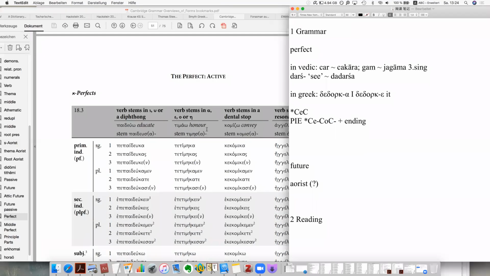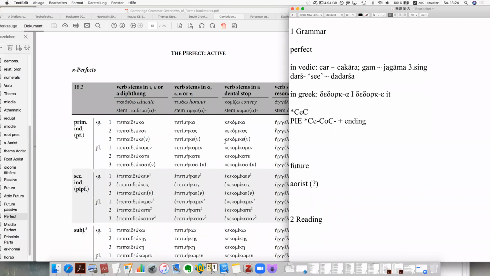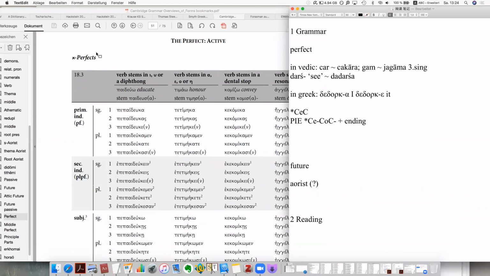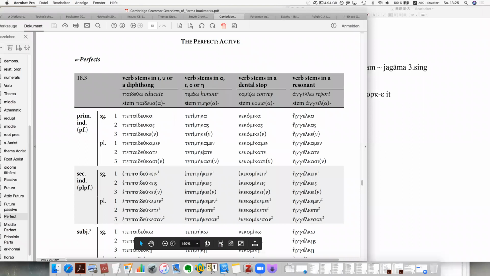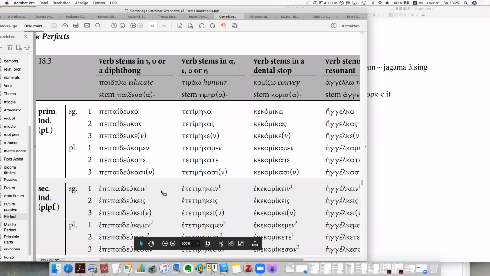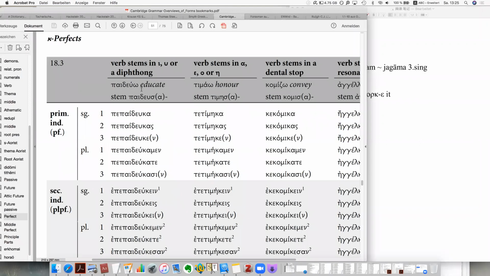But interestingly, in Greek you have a very special case. So this perfect is called the k-perfect. Why? Because, wait a minute, for this k-perfect we have reduplication here. Is it big enough? Should I make it a little bit bigger? Yes. So this is called the k-perfect.